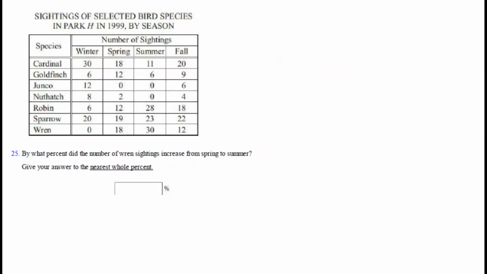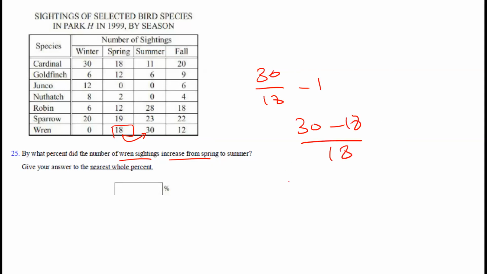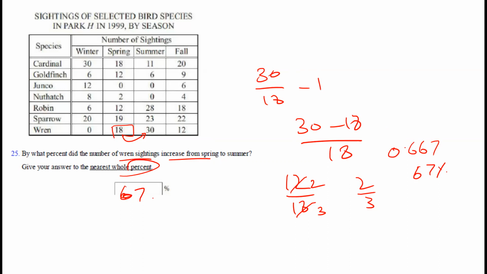Now, by what percent did the number of wren sightings increase from spring to summer? So where is it? Wren went from spring to summer. So 30 divided by 18 minus 1. So 30 minus 18 divided by 18. So this is 12 divided by 18. So 6 2s are 12, 6 3s are 18. So 2 upon 3 is 0.667. Or we can say 67 to the whole percent. This would be 67%.